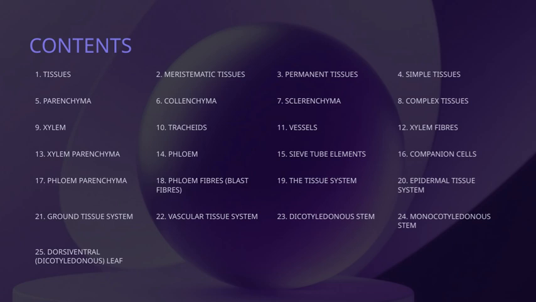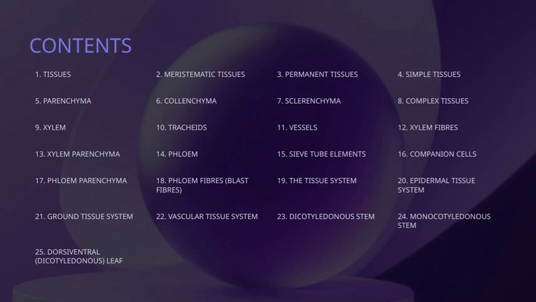Now, moving to the stem structures, in monocotyledonous stems, the arrangement of vascular tissues differs from dicotyledonous stems. In dicots, the vascular bundles are arranged in a ring, which is more organized and allows for secondary growth. In monocots, the vascular tissue is more scattered.